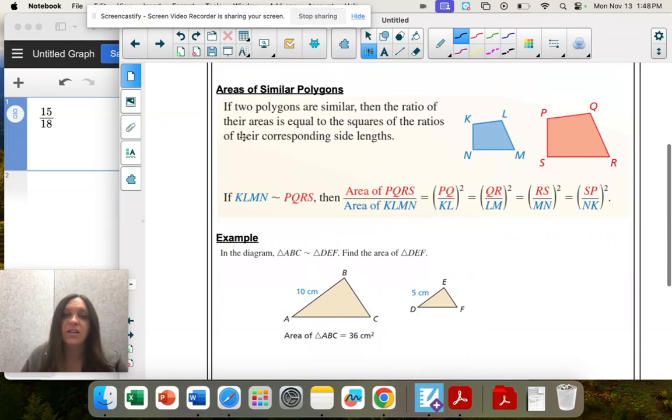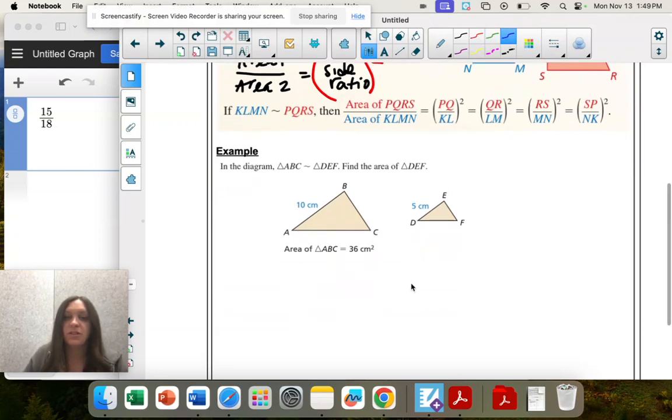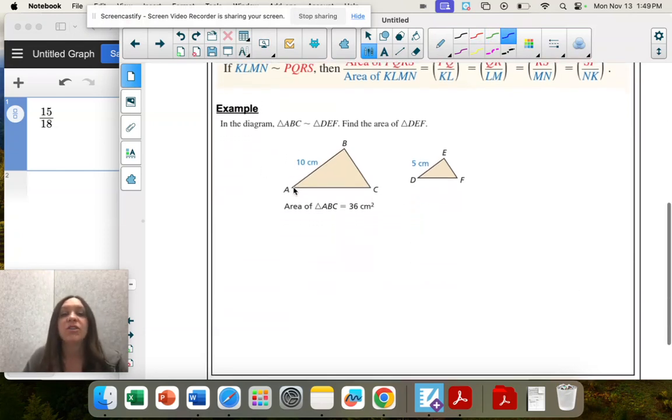If I take the area of one and divide it by the area of the other, it still equals that side ratio, but the difference here is area is a square unit, sides are not. So we have to square the side ratio in order to make our units the same. So here's a little example. We have triangle ABC is similar to DEF. Find the area of DEF. I'm going to call that our X.